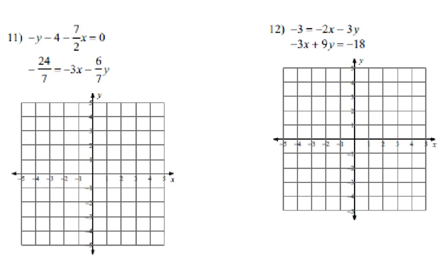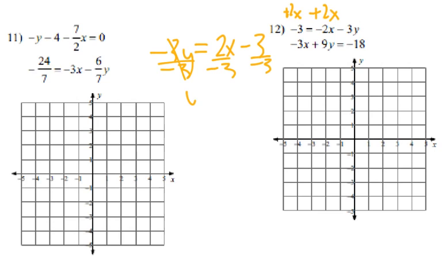Okay? So this one, I could add 2x to get the y by itself. So we'd end up with negative 3y equals 2x minus 3. Divide everything by negative 3. We end up with y equals negative 2/3 x plus 1, because 3 over 3 is 1. So we can easily graph that, down 2 to the right 3, or up 2 to the left 3.